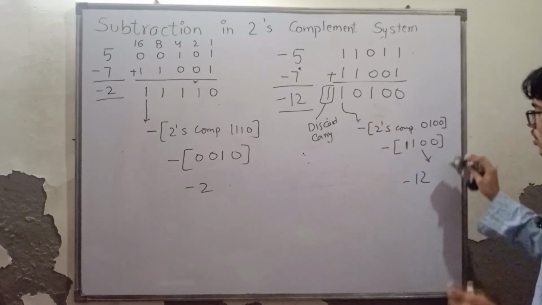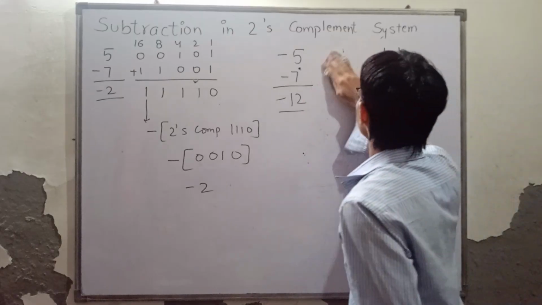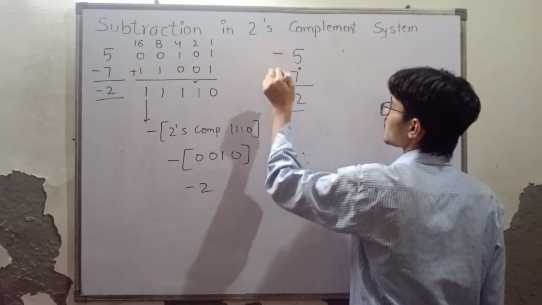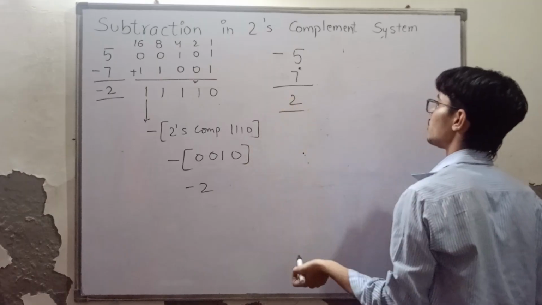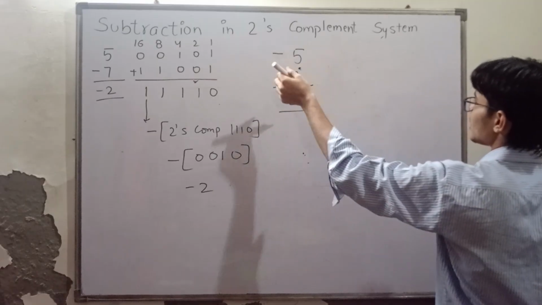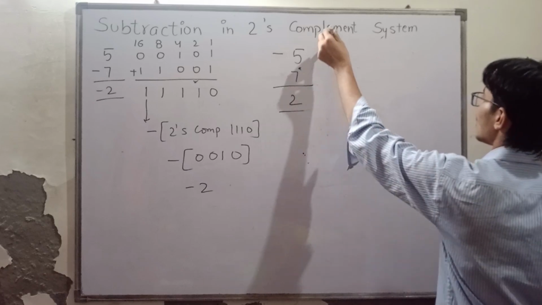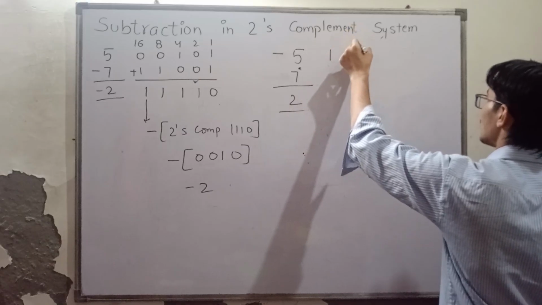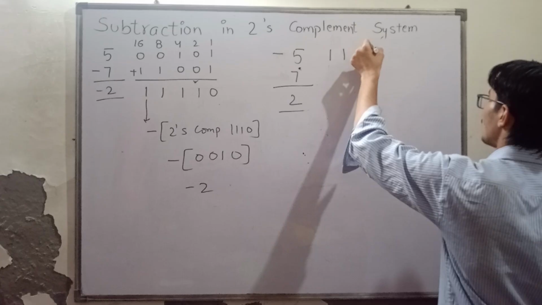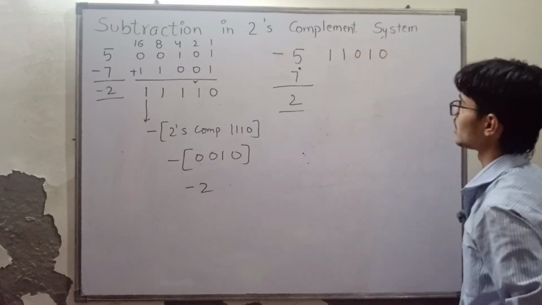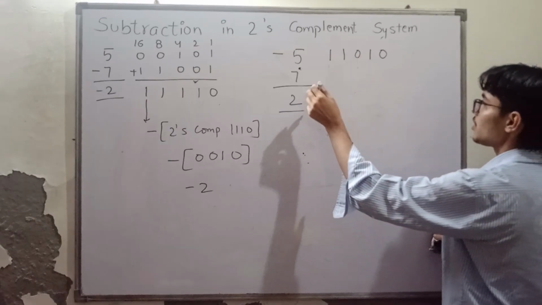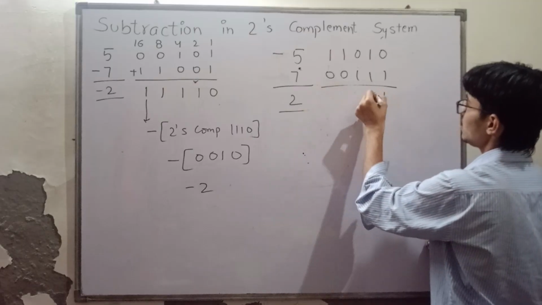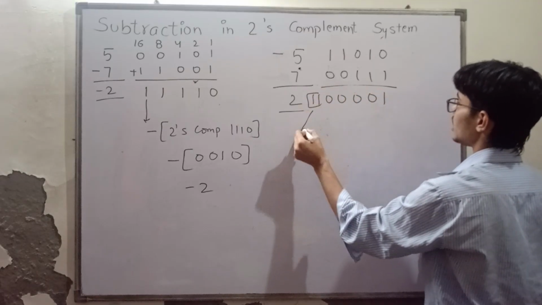Okay, you can solve any other combinations on your own also. What remains is the case where the answer is positive 2. Simply, how do you represent minus 5? This is 8, 4, 2, 1. That's how you represent minus 5. And how do you represent 7? 1 1 1. That's how you represent 7. 1 0 0 0 0 1. Carry generated, discard this carry.